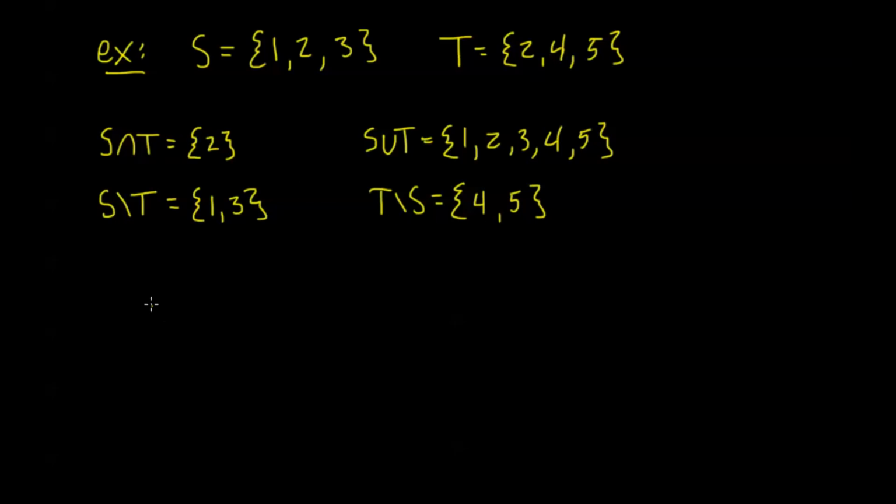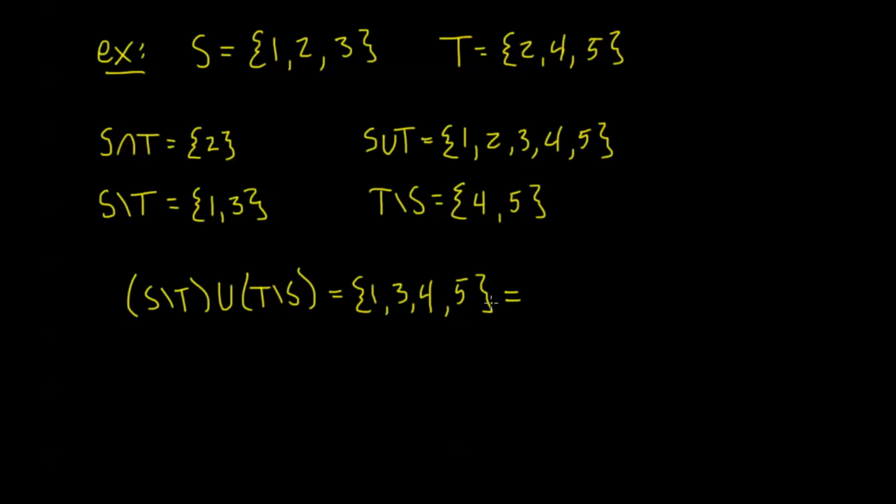Something kind of neat to note: notice that if I have S minus T union with T minus S, that's going to be the elements 1, 3, 4, 5. But that's the same thing as the union of S and T minus the intersection of S and T, isn't it? It's kind of interesting. Now we call this an identity, right?